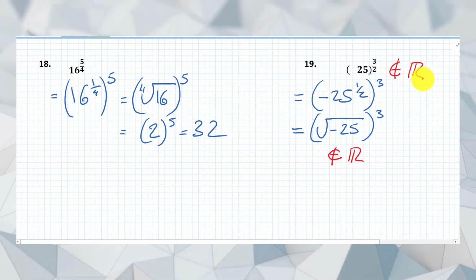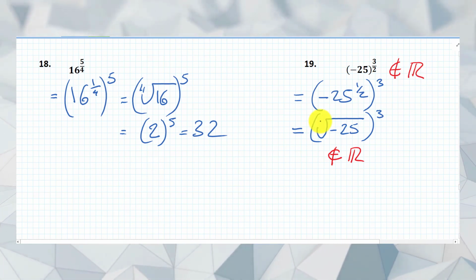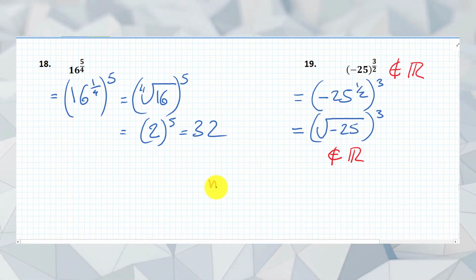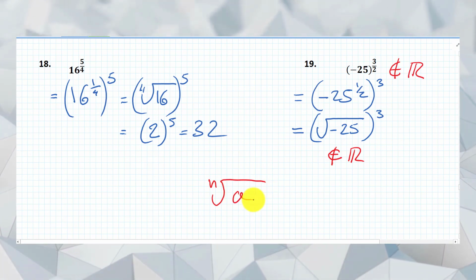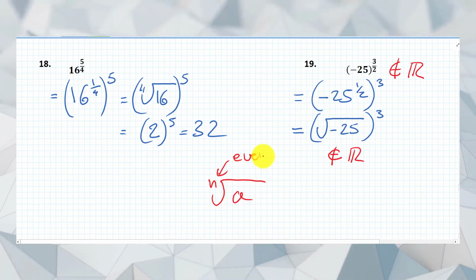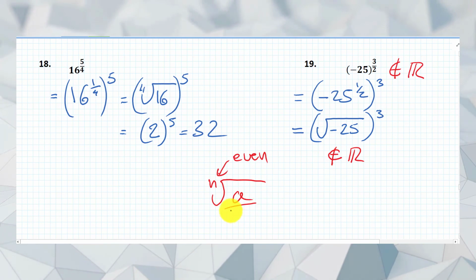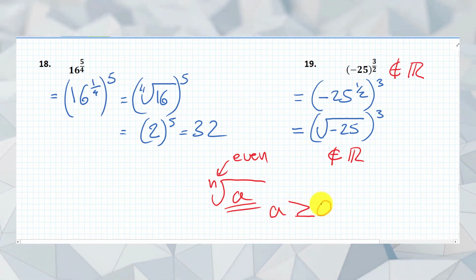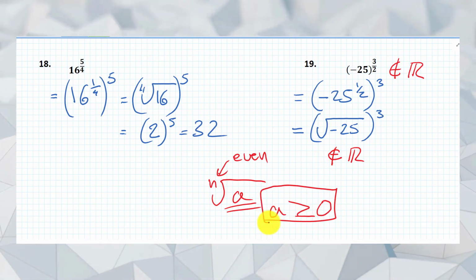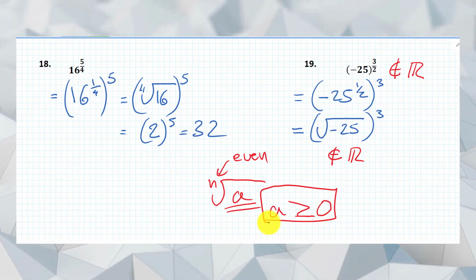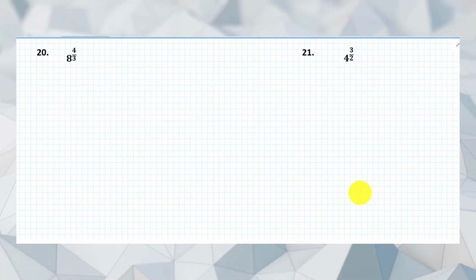You cannot have a negative inside a square root, or actually now we know that we cannot have a negative number inside an even index root, okay? If you take an even index root, a must be positive or equal to 0. This is something we've covered in yesterday's lesson. Let's move on.